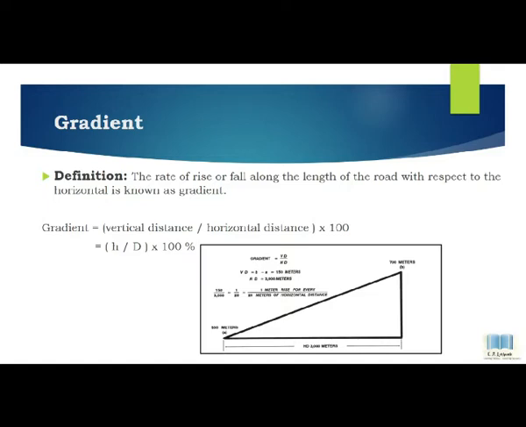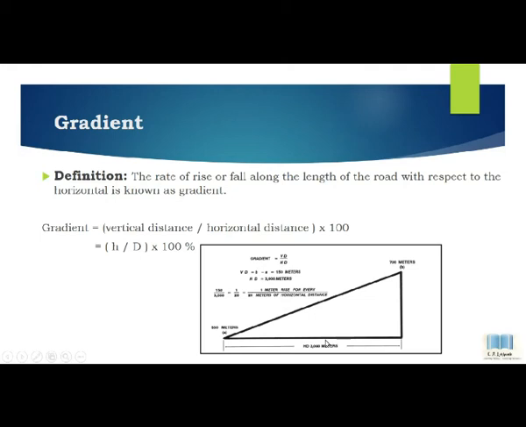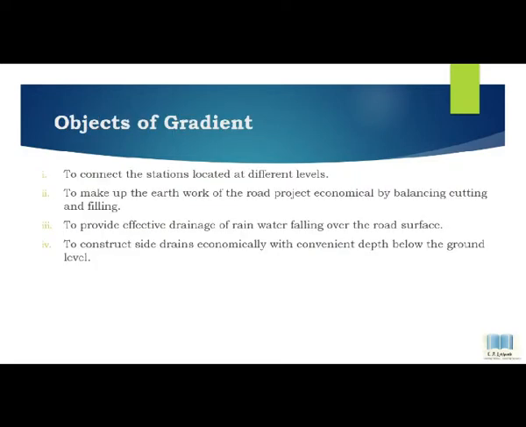This is the formula for calculating gradient. Gradient is equal to vertical distance upon horizontal distance multiplied by 100, which is equal to small h divided by capital D into 100. See, this is the diagram of gradient, in which this is the horizontal distance and this is the vertical distance. So the ratio of vertical distance to the horizontal distance is called gradient. Gradient is expressed in percentage.